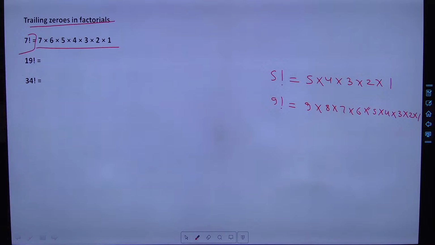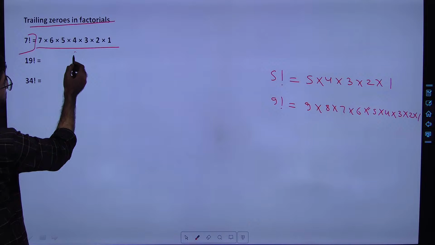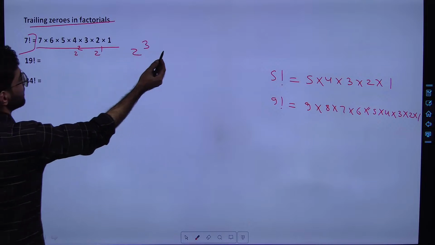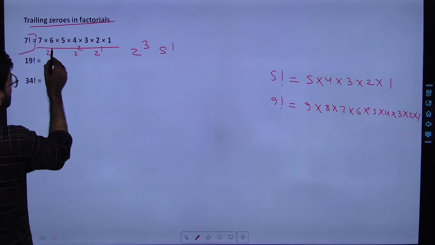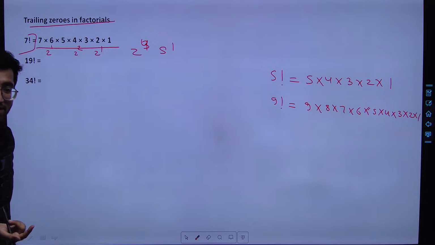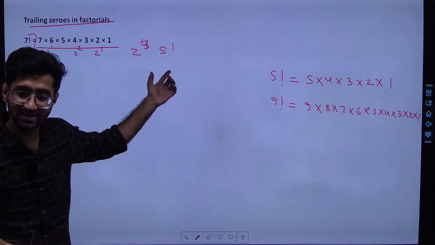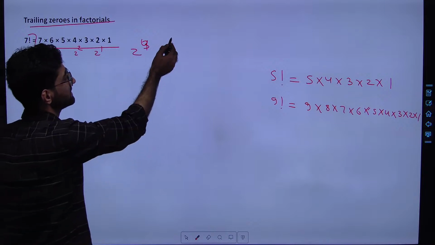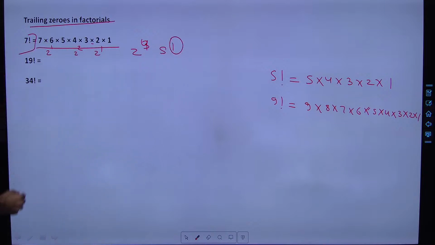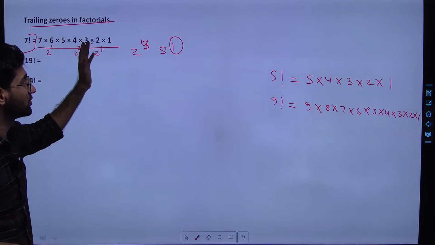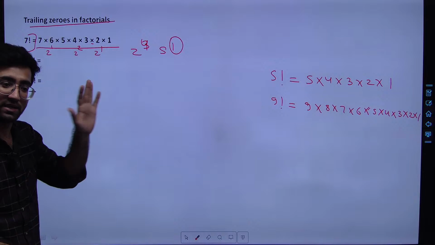1, only 1. See why? The power of 2 is 2 to the power 2 and 2 to the power 1. So the power of 2 is 3, but see, again 2 is also present here, right? So the power of 2 is 4, but the power of 5 is 1. So the power of 5 is less. So basically 1 is the number of trailing zeros in this product.